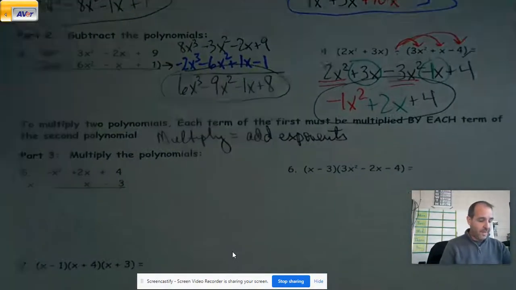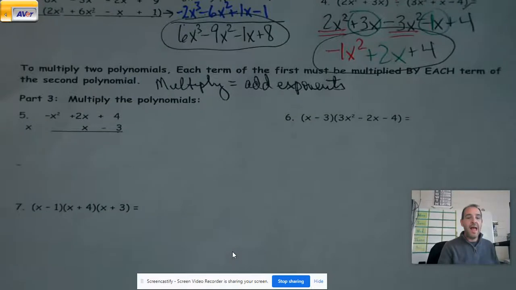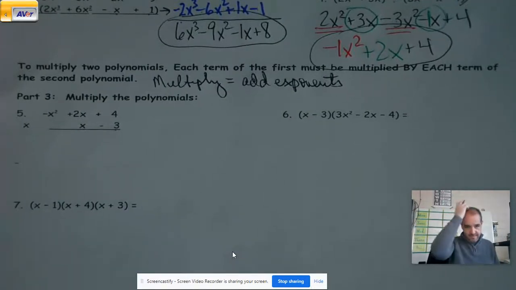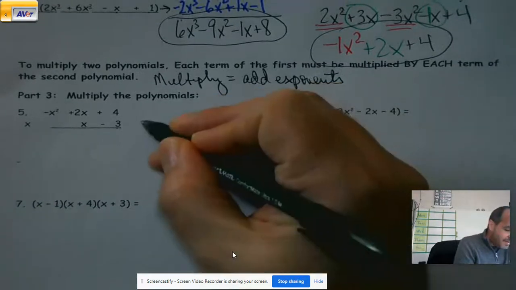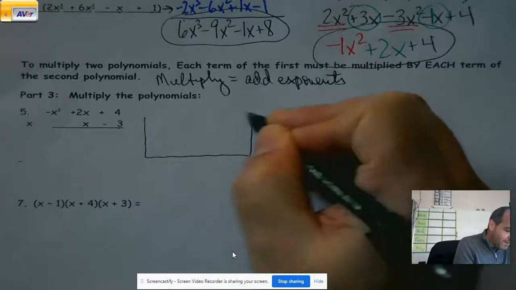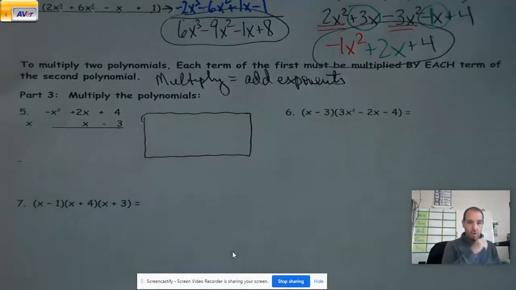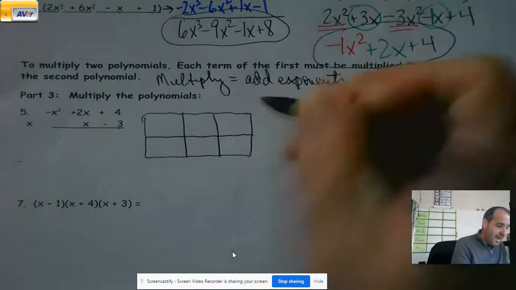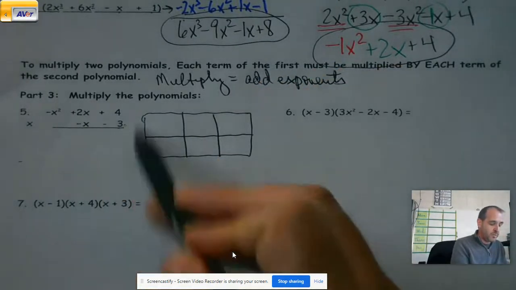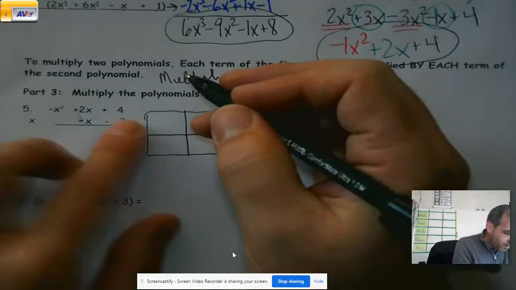So when we're multiplying, okay, I absolutely abhor vertical when it's multiplying. So I'm not going to do it that way. I think you're heading for trouble. So here's what I would suggest. We're going to create a box, okay? And the size of the box is going to be dependent on the size of our polynomials. So in this case, I have a binomial, 2 terms, which I'm going to put along here.